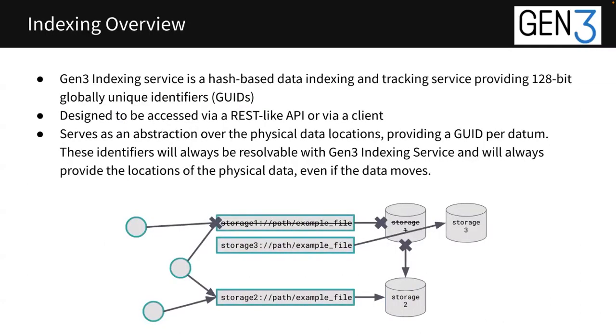As an overview, the Gen 3 indexing service is a hash-based data indexing and tracking service providing 128-bit globally unique identifiers. These GUIDs are designed to be accessed via a REST-like API or via a client, and it serves as an abstraction over the physical data locations, providing a GUID per datum. These identifiers will always be resolvable within the Gen 3 indexing service and will always provide the locations of the physical data, even if the data are moved or reside in multiple locations.